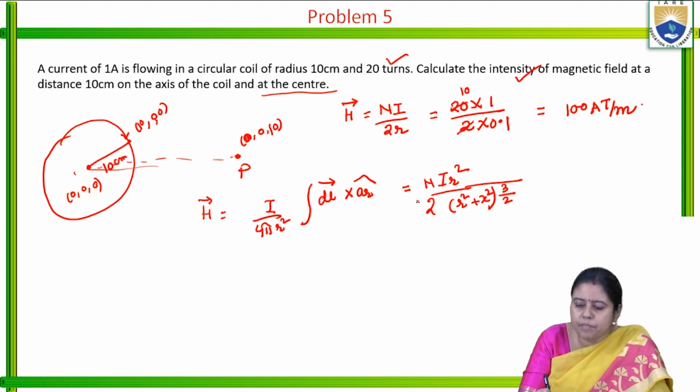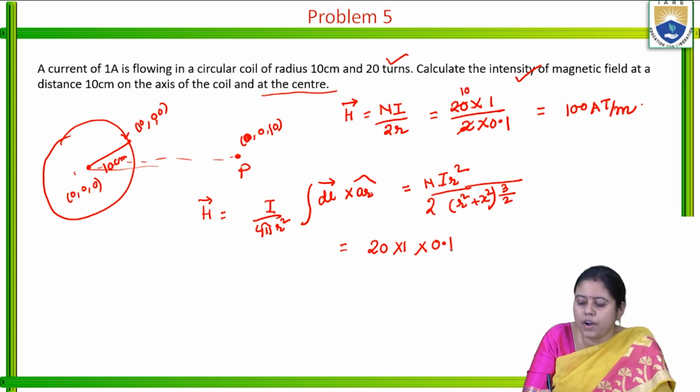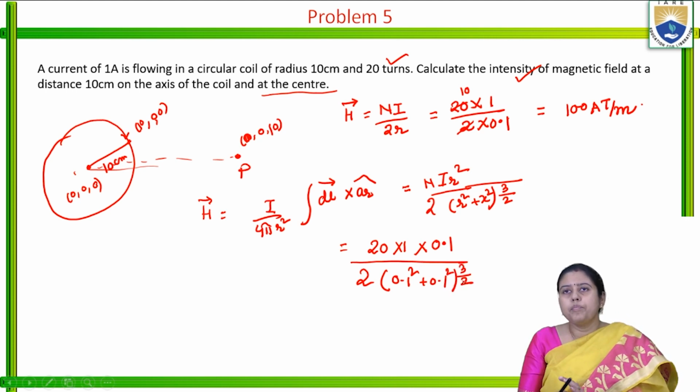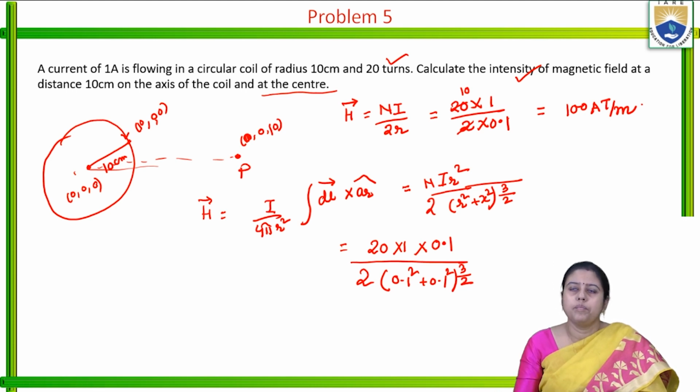So what is the number of turns? Number of turns is 20. What is the value of the current? Current value is 1 ampere. What is the value of R? R value is also 10 centimeters, meaning 0.1, by 2 into 0.1 square plus 0.1 square to the power 3 by 2. If we put in the values, we can calculate the value of H.